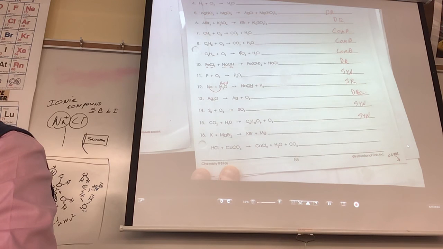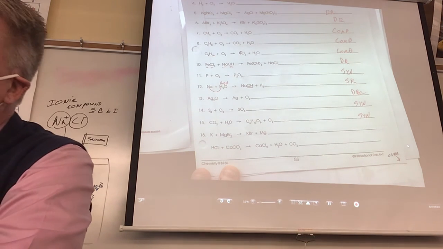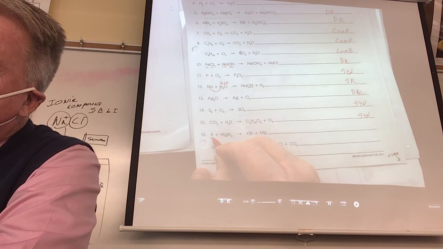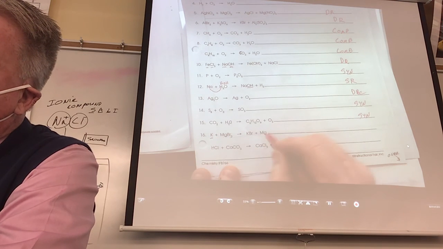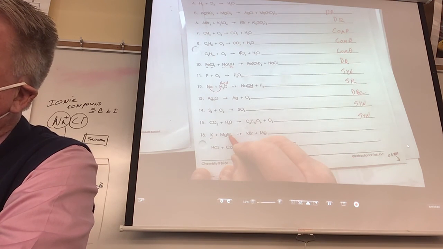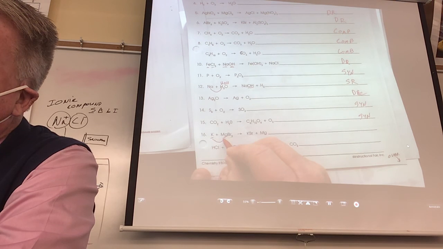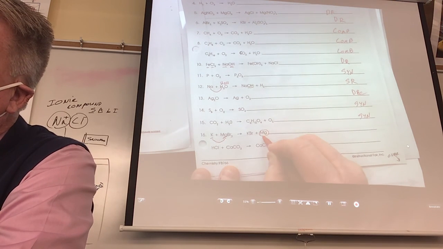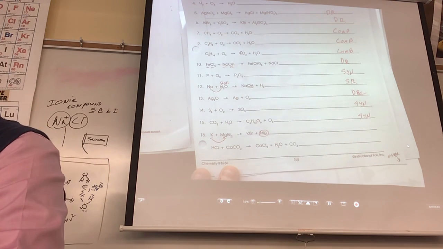What do you think? Okay, I'm gonna help you on this one. Okay, watch. This guy here is eventually going to form a compound with the second part of this. So, and who got kicked out? See how this guy got kicked out? So it's either single replacement or double replacement. What do you think?